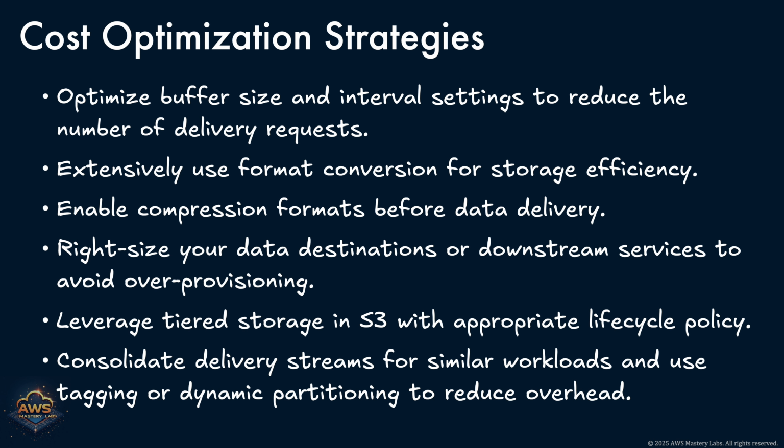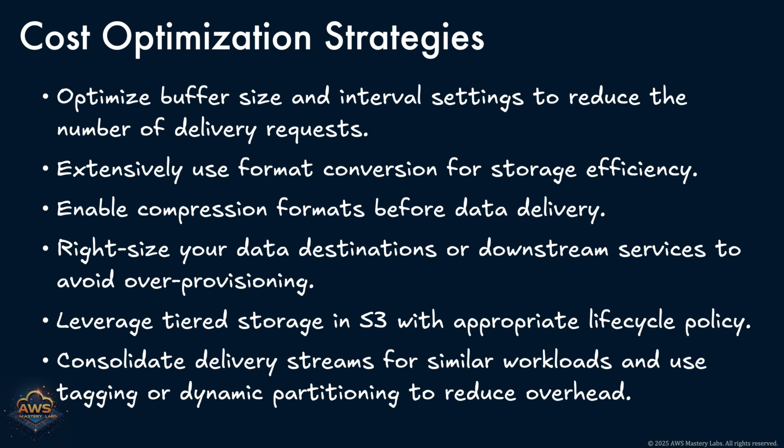You can also reduce costs upstream by filtering or aggregating records using AWS Lambda during transformation. By removing irrelevant data or combining multiple events into a single record, you can decrease the volume of data that needs to be stored or processed downstream.